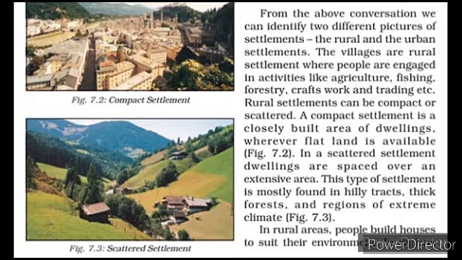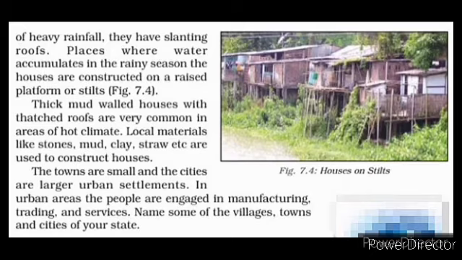In rural areas, people build houses to suit their environment. In regions of heavy rainfall, they have slanting roofs, places where water accumulates in the rainy season, and houses are constructed on raised platforms or stilts. Thick mud-walled houses with thatched roofs are very common in areas of hot climate. Local materials like stones, mud, clay, straw, etc. are used to construct houses.